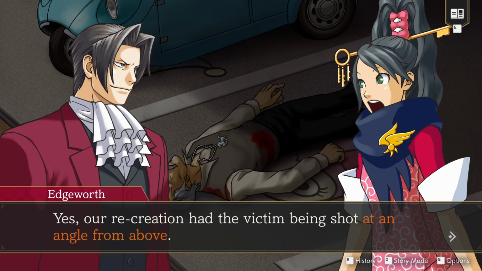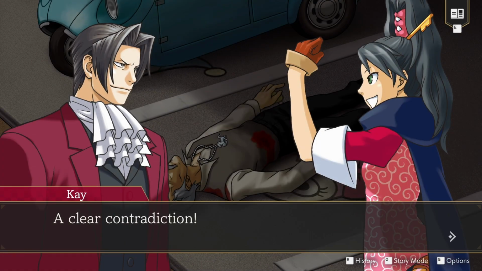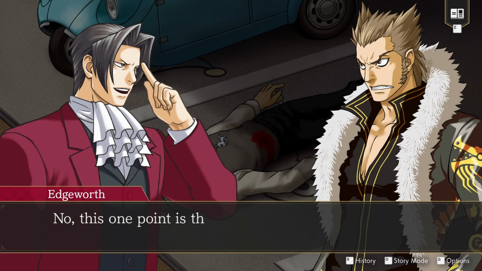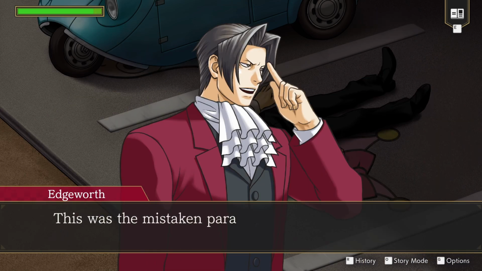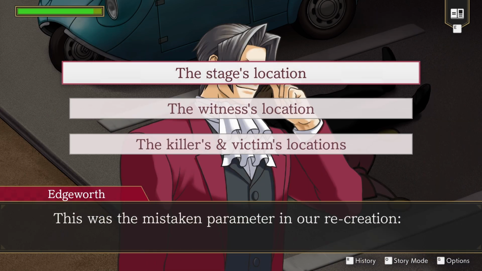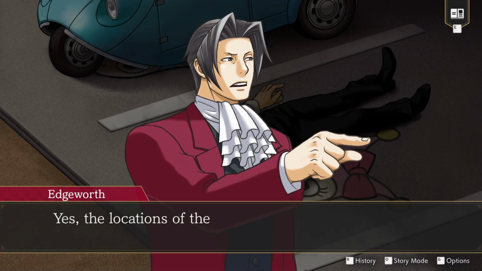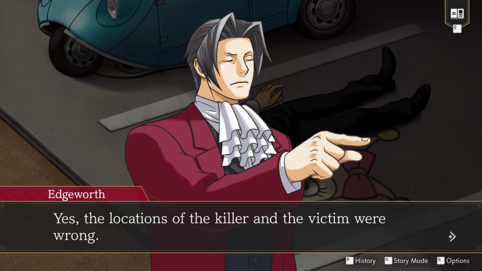Okay, so switching between Old Bag, K, and Lang sucks. I can imagine. A clear contradiction! You're discounting your own conclusions. No, this one is the only flaw. This was the mistaken parameter in our recreation. Their locations. Yes, they need to be swapped. Yes, the locations of the killer and the victim were wrong.